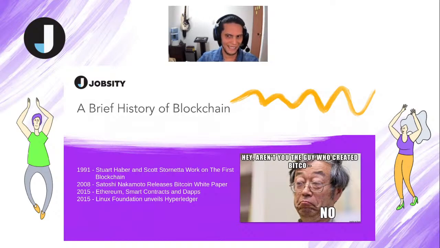The face you are seeing in this picture is Dorian Nakamoto. He's not the creator of blockchain. He's not Satoshi. But at the beginning, everyone thought that he was the creator. And it was quite a funny fact because all the press was knocking on his door one day, and it was like, who are all these people? I want to share a quick video about it.